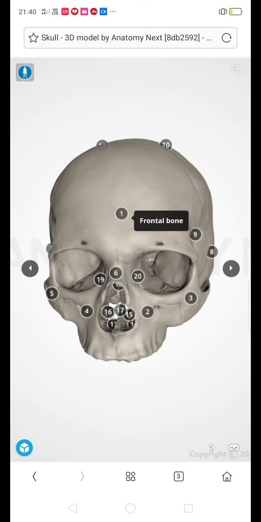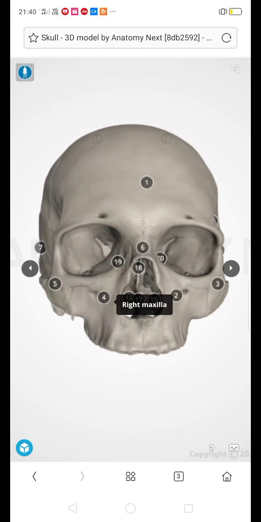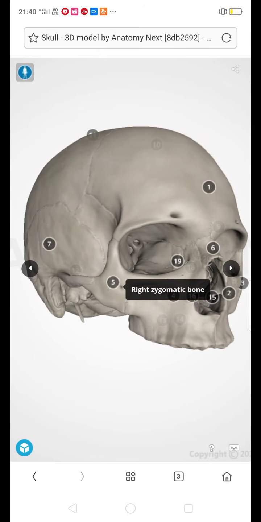This is a fascinating study of 3D architecture of the skull. Number one, what you see is the frontal bone, that is the left maxilla, the left zygomatic bone, the right maxilla, the right zygomatic bone.